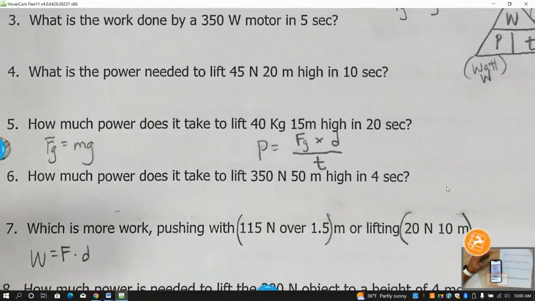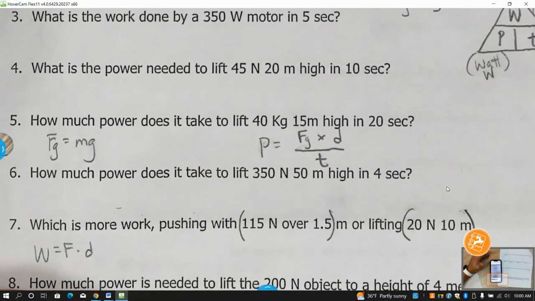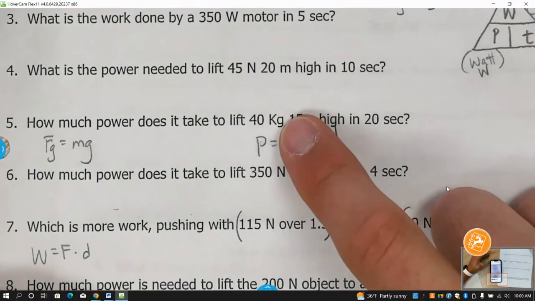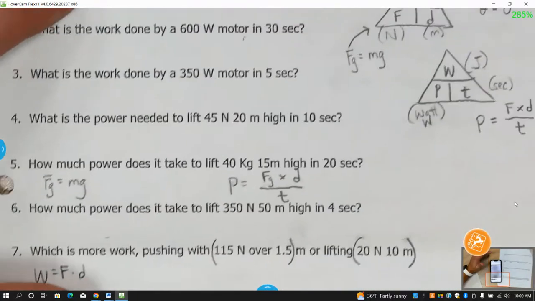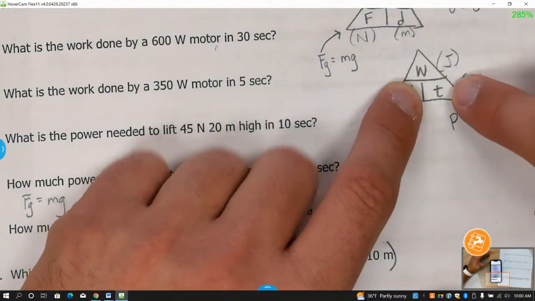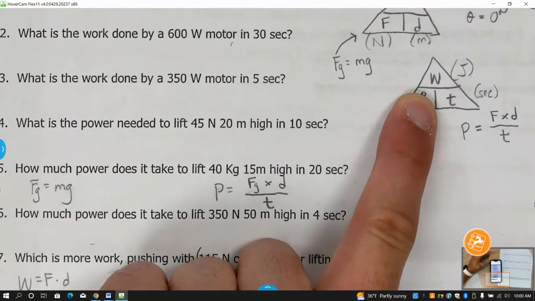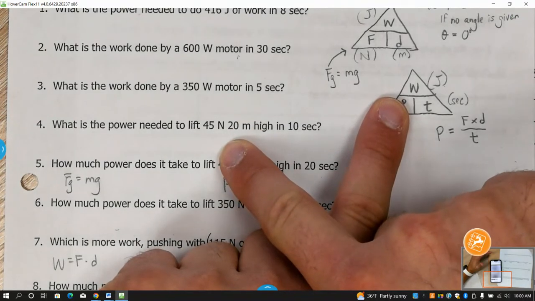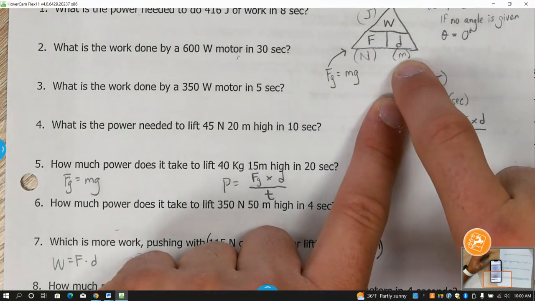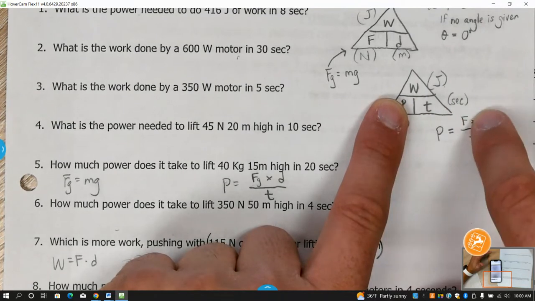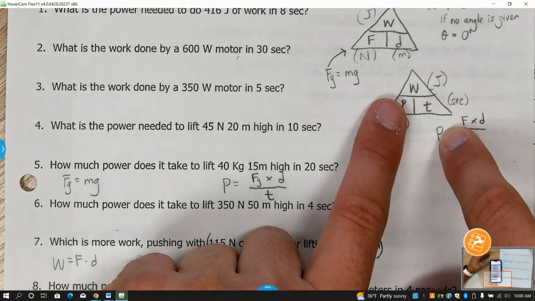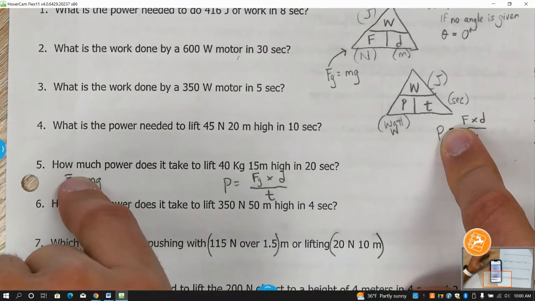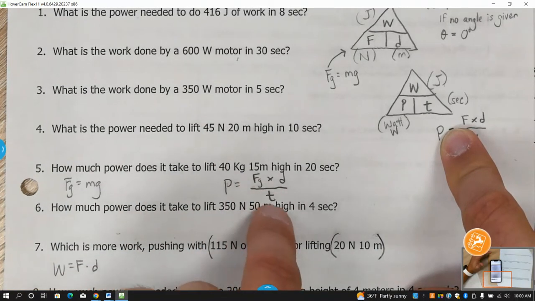Here, how much power does it take for you to lift a 40 kilogram object 15 meters high in 20 seconds? So you look for power. Power is W divided by T. I don't have anything in joules, so I can't use P equals W divided by T. What do I have? I have meters, which is the unit for distance. I have time, that's good. So I have D and T. I don't have F. So I wrote here, if you're given mass, mass times gravity would be your force. So you have to do that first. That will be the F in this equation.